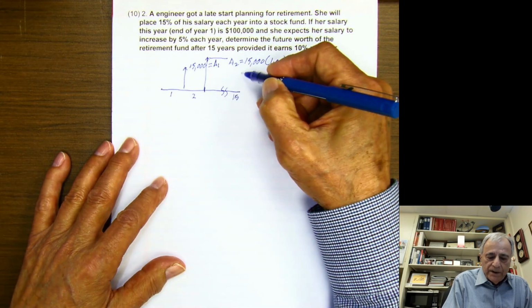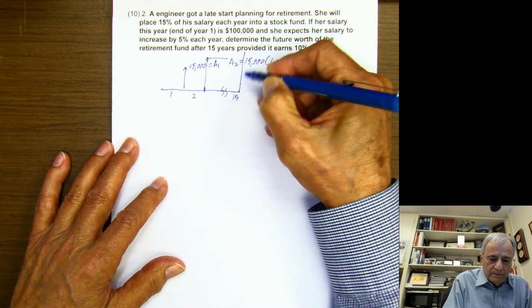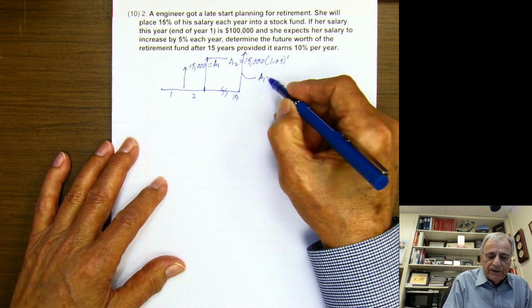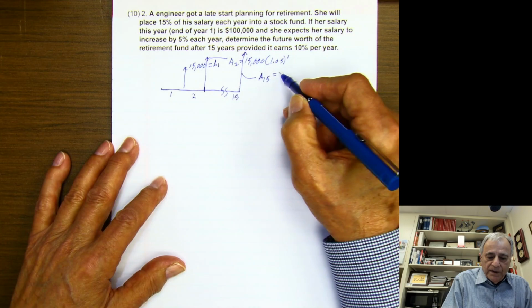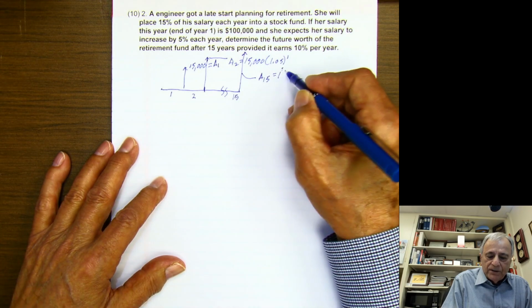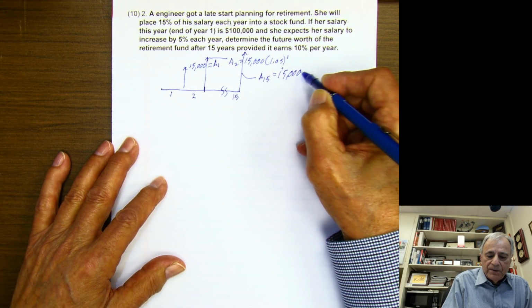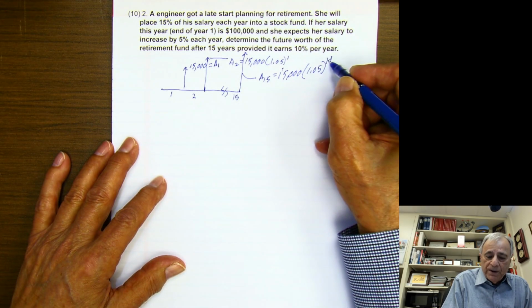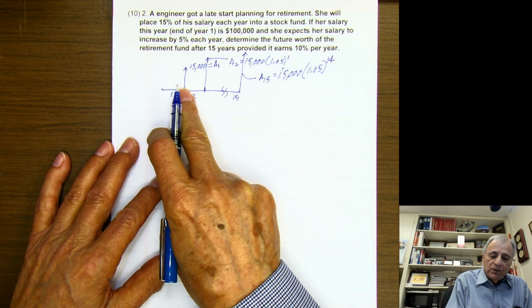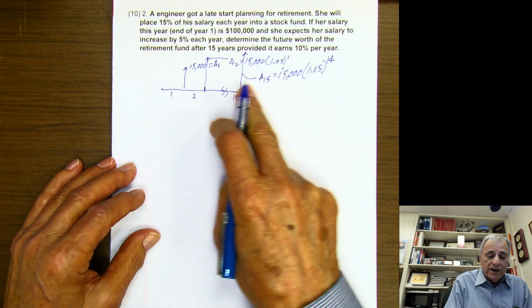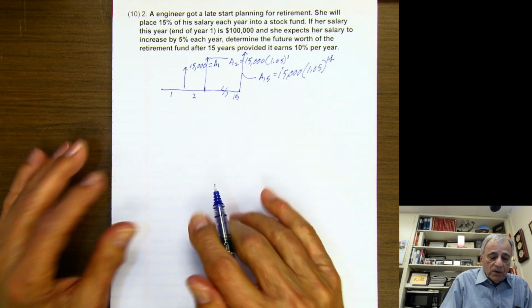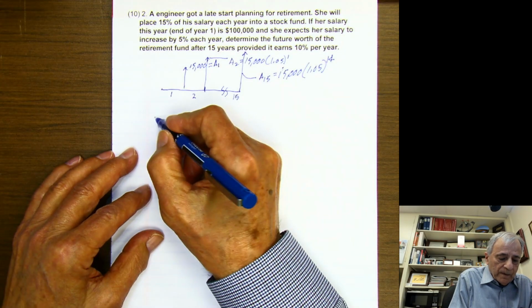Okay, so in year 15, the amount she'll be putting in, that will be A15, would be 15,000. We don't really need to know this number because it's all taken care of in the formula, to the 14th power. Why? Because the first one was to the 0 power, not the 1 power, and the second one is to the 1 power. So that's the way it works. Now what we want to know, F.